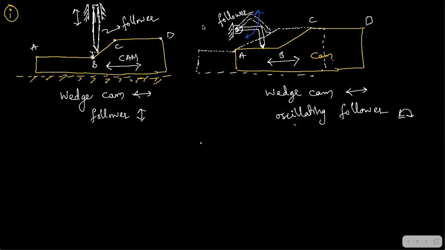So two types I have discussed right now. The first type, translatory to translatory, and second type, translatory to oscillatory. Both are wedge cams. So now we will discuss about the third possibility, and the third possibility is, let's draw it.